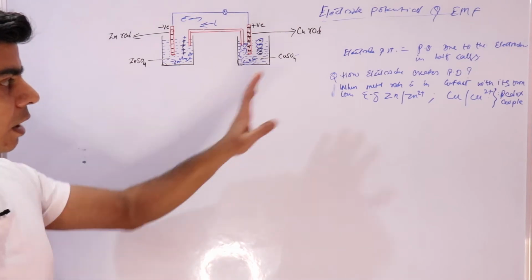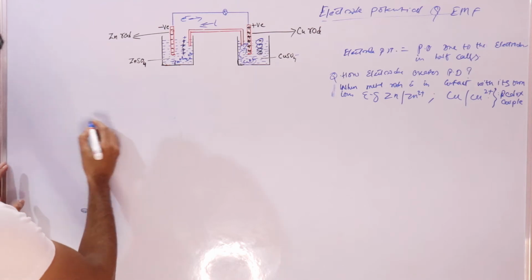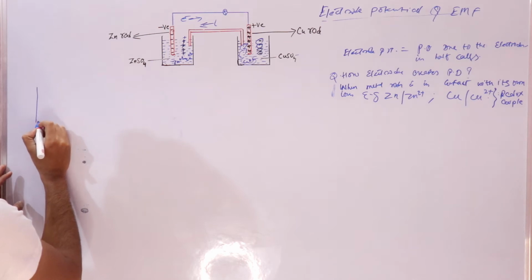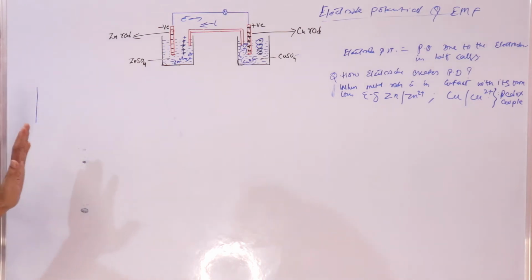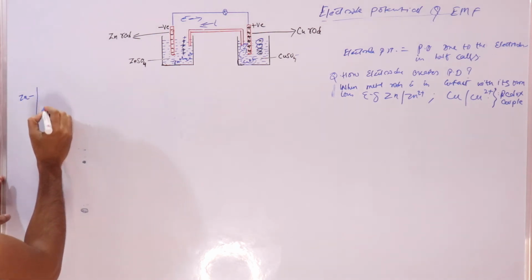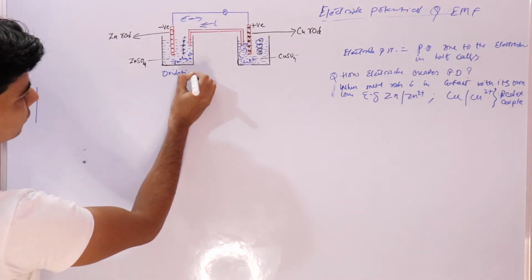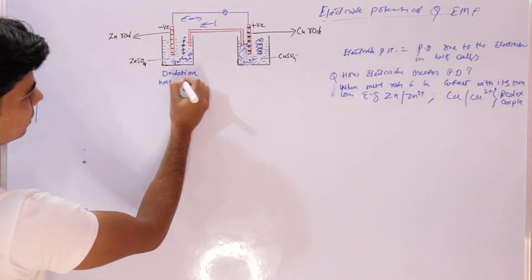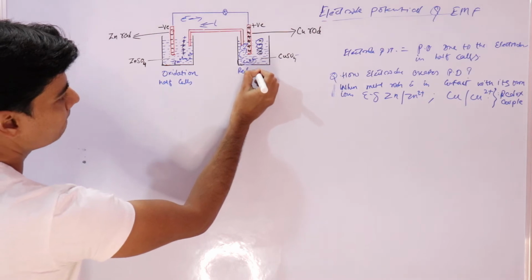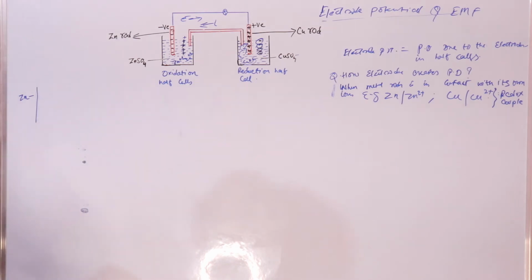Now let's see how electrodes create potential difference. Let's just draw it separately here, right? I'm showing only the electrodes. This is the zinc rod, right? And here, we know from our previous lecture, this is the oxidation half cell, since oxidation is occurring here. And this is your reduction half cell, since reduction is occurring here.